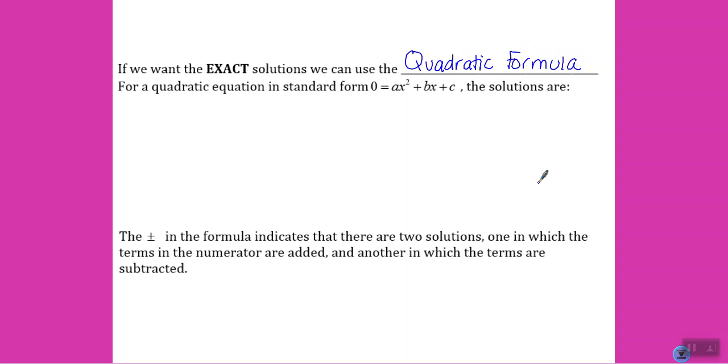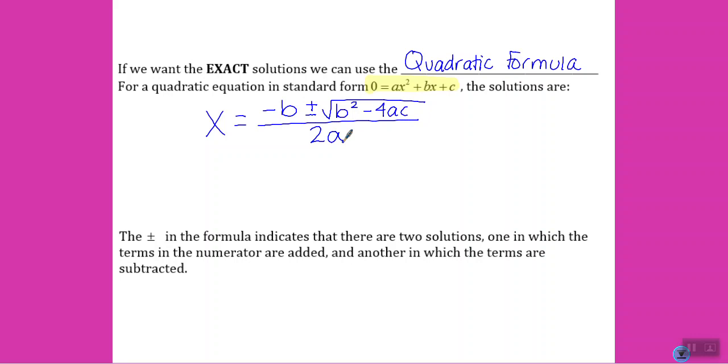So for a quadratic equation in standard form, which is ax squared plus bx plus c equals 0, the solutions would be x equals -b plus or minus the square root of b squared minus 4ac, and that entire thing gets divided by 2a. That's the formula we're going to use.